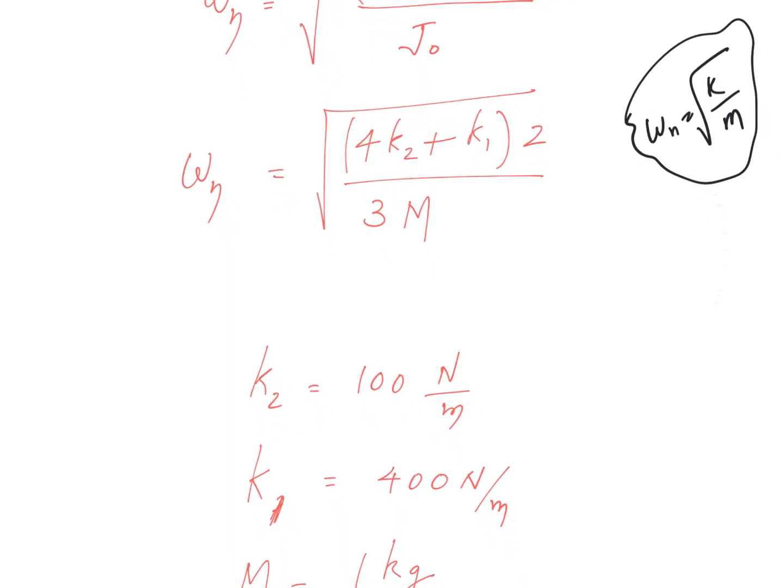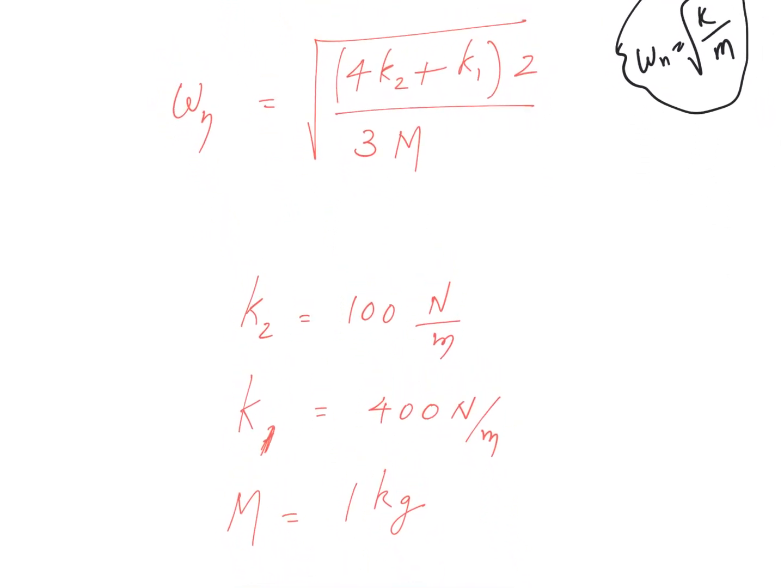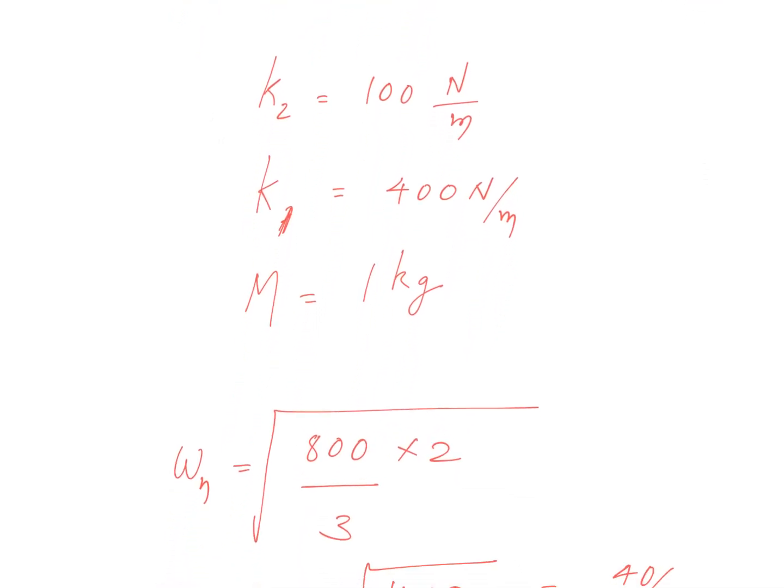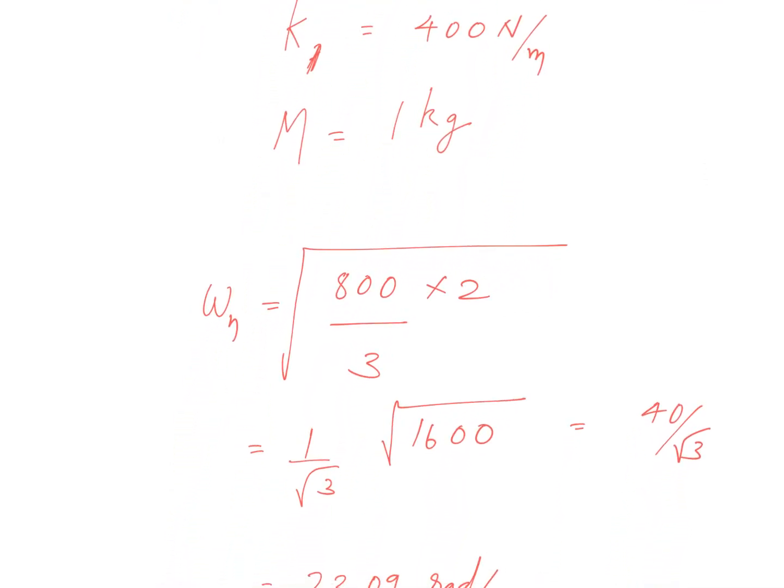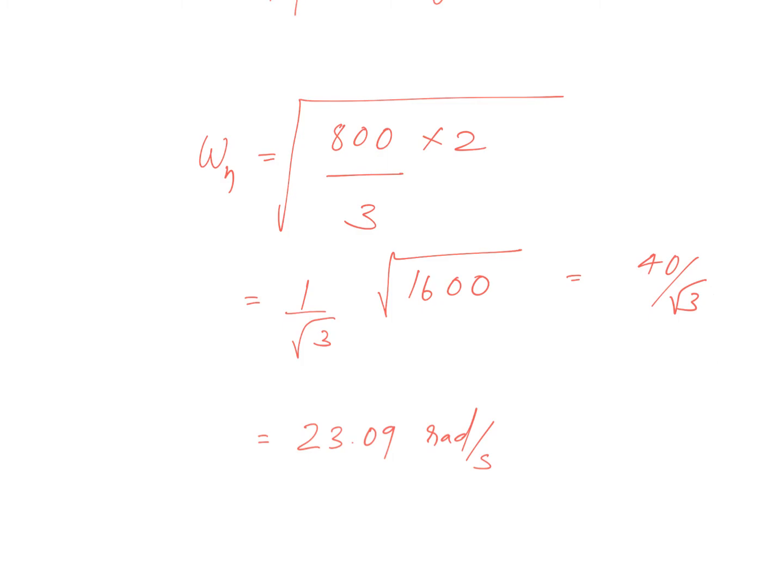Evaluating the answer, we know the values for k1, k2 and capital M. Once we plug in those numbers in this formula, we will get the natural frequency. So the natural frequency turns out to be something like 23.9 radians per second.